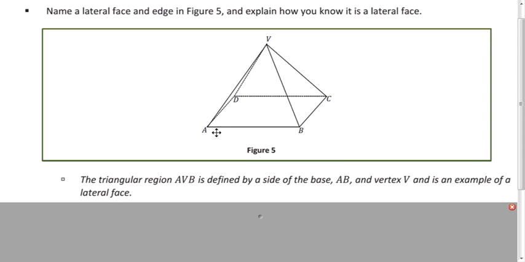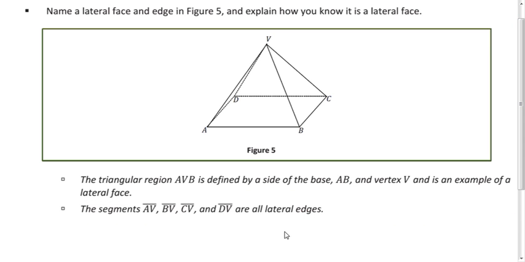So if you look at triangle AVB in that region, so the interior as well, that would be a lateral face because it connects a base edge to the vertex. And there are 4 lateral edges. They each connect the vertices to the vertex of the pyramid.